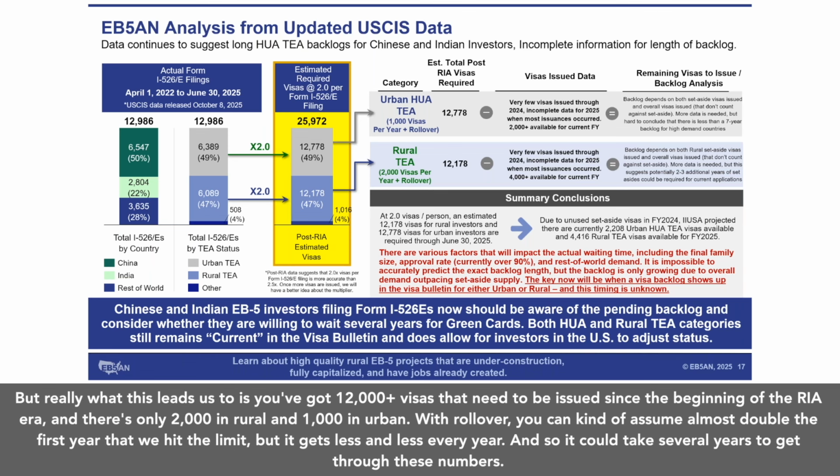But really what this leads us to is you've got 12,000 plus visas that need to be issued since the beginning of the RIA era. And yeah, there's only 2,000 in rural and 1,000 in urban. With rollover, you can kind of assume almost double the first year that we hit the limit, but it gets less and less every year. And so it could take several years to get through these numbers.